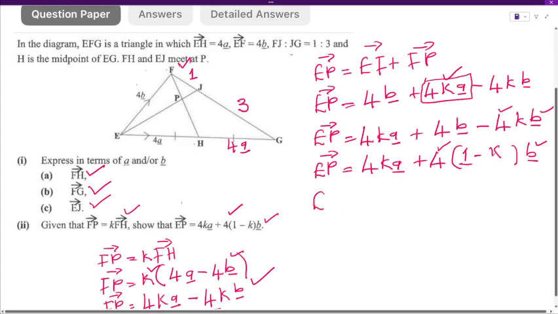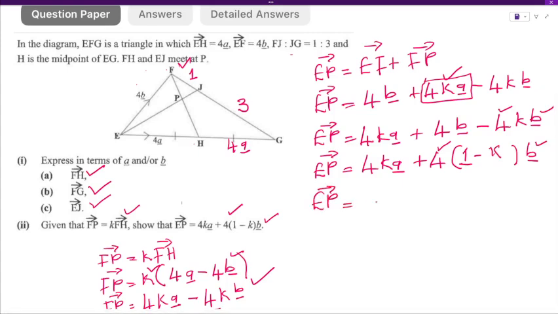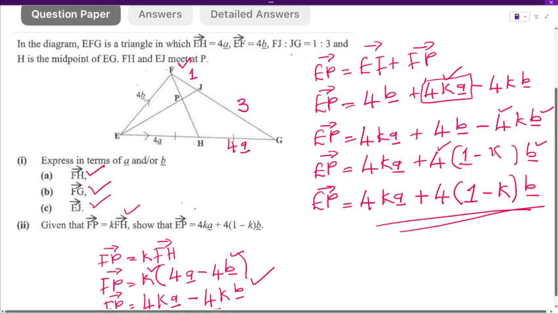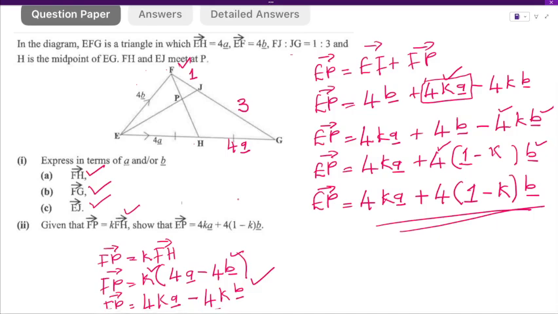So that's how your final answer, let me write it properly, is going to be equal to 4K vector A, plus actually, 4 open bracket 1 minus K close bracket vector B. Now when you check, this answer is exactly what you have right here in the question. So the only thing you need to take note of is that sometimes when you are factorizing, on the left side you can place the coefficient, and on the right side you place the vector. That is the only new thing about this type of factorization.